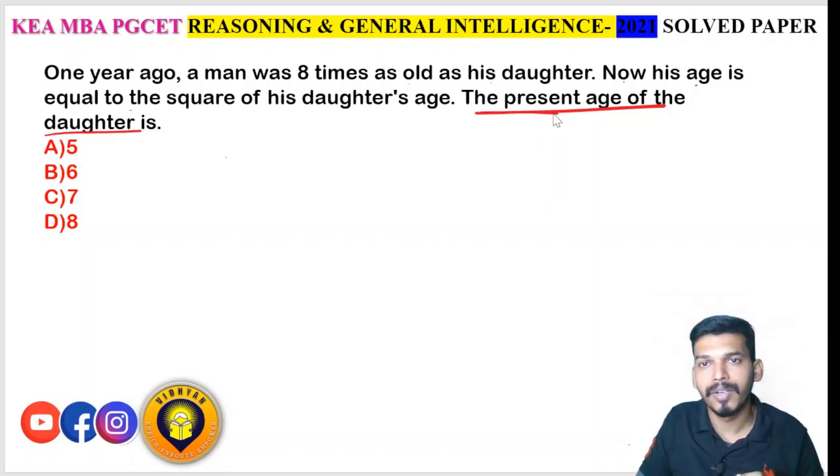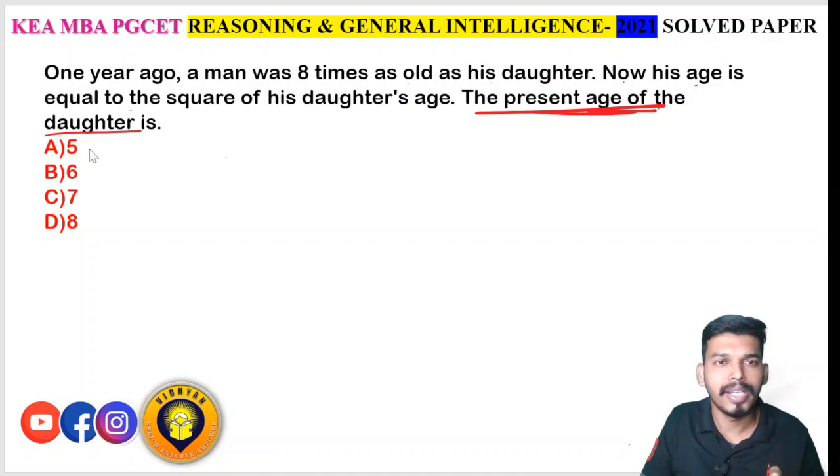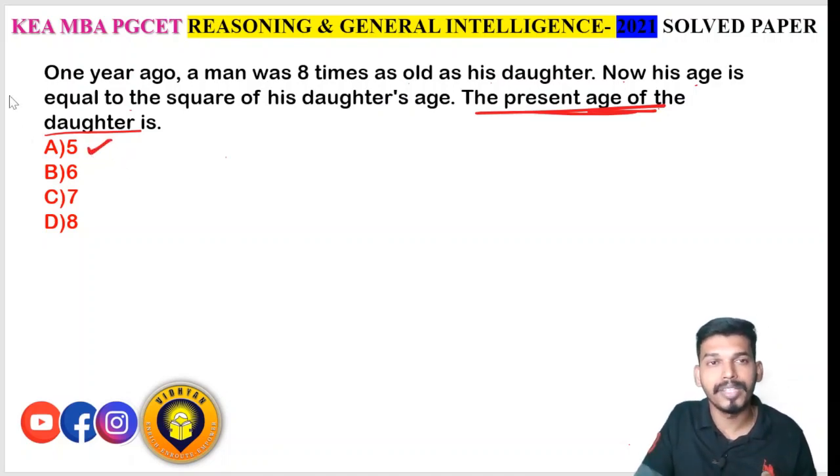Here you have to think about the answer. The question asks for the present age of the daughter. So you will take the present age of the daughter as 5, and now you have to verify whether this 5 holds good for this question. So if I take the present age of the daughter as 5, now go through the question.